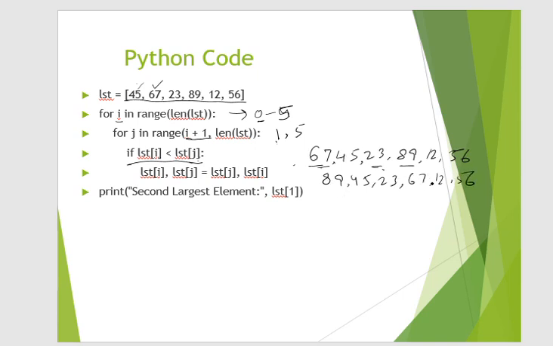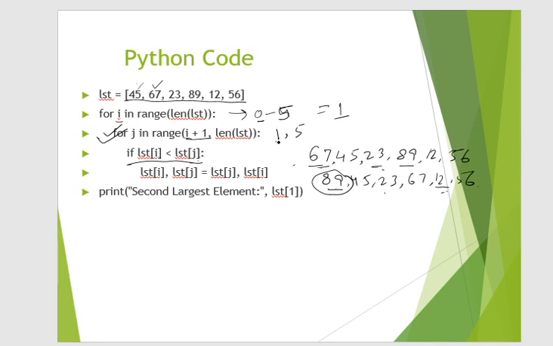Now we will be comparing with the 12. So 89 and 12. 89 is not smaller than 12, so nothing is to be done as there is nothing for the else case. And then 89 and 56, so no change. So after the execution of the inner loop once, the highest element will come at its proper place. Now this inner loop is over. So the loop index variable i will increment by 1. So the value of i will become 1 this time.